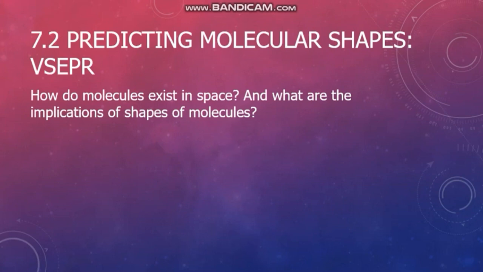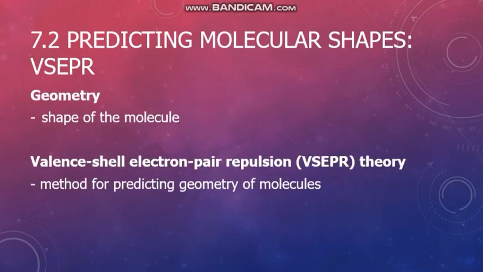Okay, so first let's start with the different shapes of the molecules. The shape of the molecule is known as the geometry of the molecule. So geometry or shape, they are interchangeable words. And we use VSEPR theory, or the valence shell electron pair repulsion theory, to predict the shape of the molecules. So how do we apply this theory?